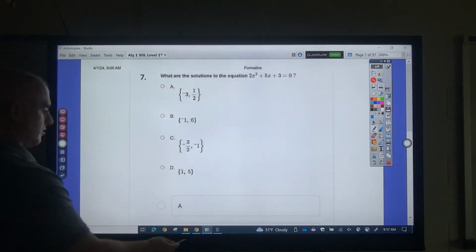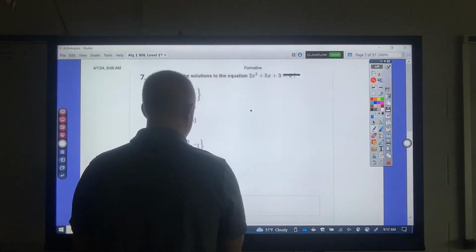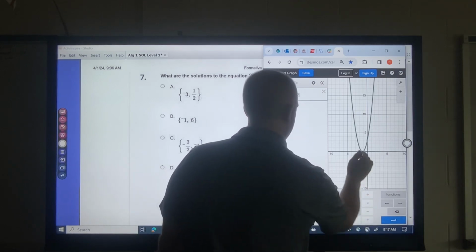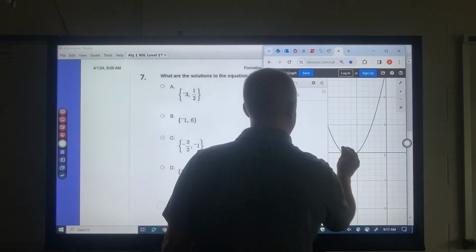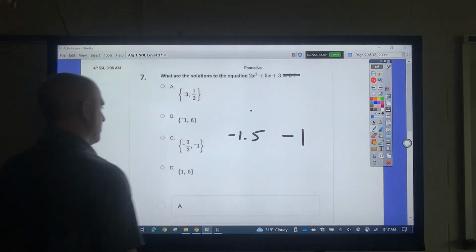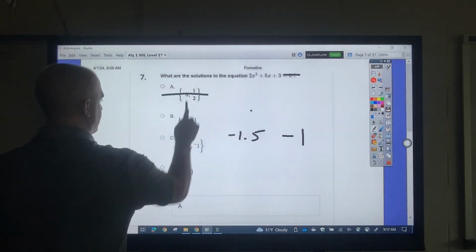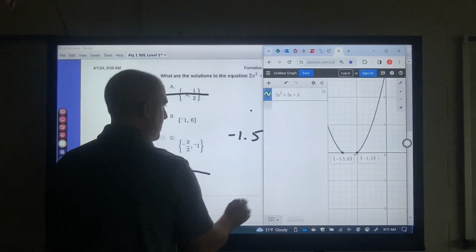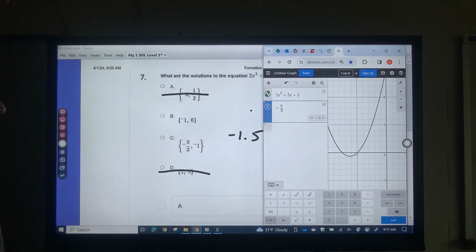Solutions. 2x squared, once again, I don't need to type in this equals 0. 2x squared plus 5x plus 3. I may have to zoom in a little bit and move that around. That's negative 1.5, and that's negative 1. Being a good test taker, it can't be this, could be this, can't be that. Negative 1.5 is negative 3 over 2. If you ever have any questions about the decimals, always type those in.